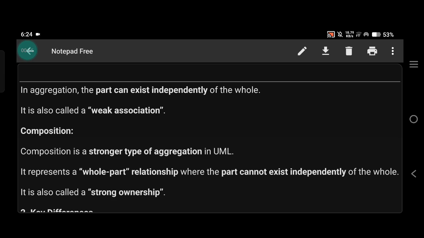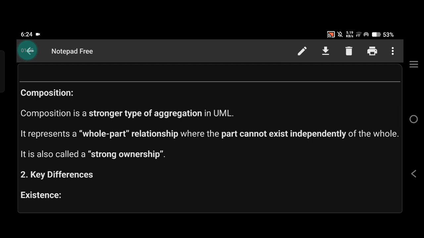Examples are a library and book. A library contains books, but a book can exist outside the library. These are aggregation examples. Then UML representation. In UML, aggregation is shown using a hollow diamond at the whole side.